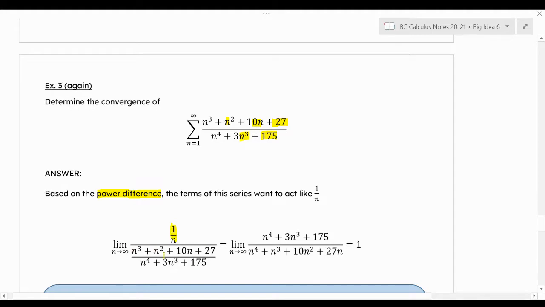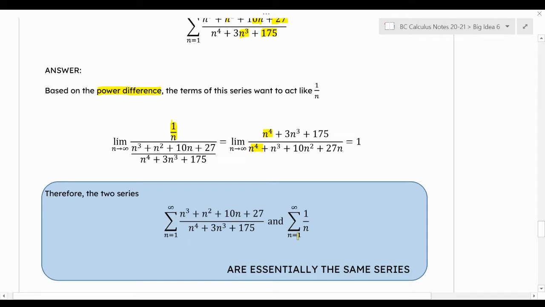Divided by the crazy series we don't know about. Now, if we pull a little bit of algebra, you can see that the limit as n goes to infinity is n to the fourth over another n to the fourth, and that's going to go to 1. What does that mean? That means the two series, the yikes one and 1 over n, are basically the exact same series. They have a ratio of 1. That means they're basically the same.